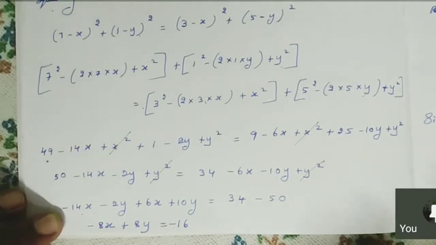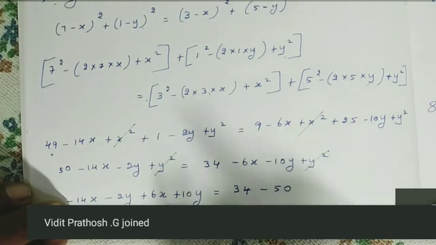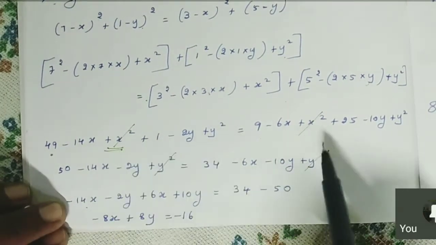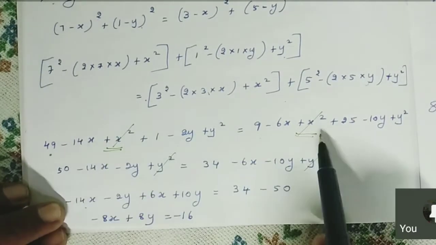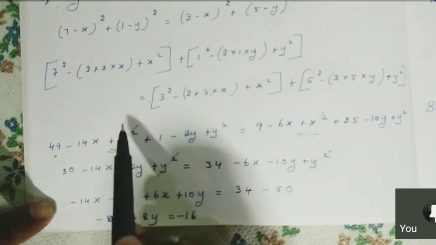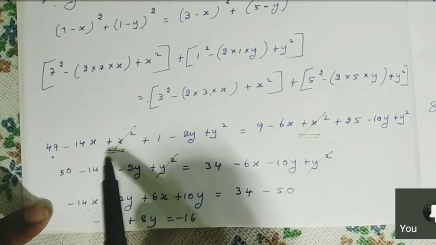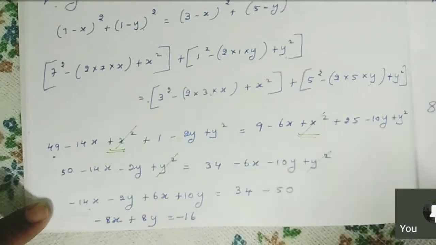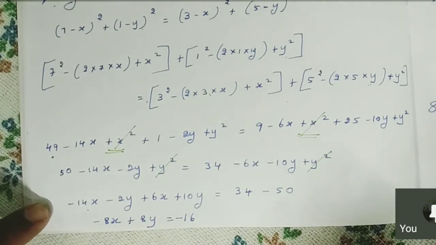Are you clear? Next, you can see here x squared, and here x squared. It is a plus x squared, but it's on the equal side. When you are transposing any x squared to the left hand side, it becomes minus x squared. So plus x squared minus x squared cancel. Clear?